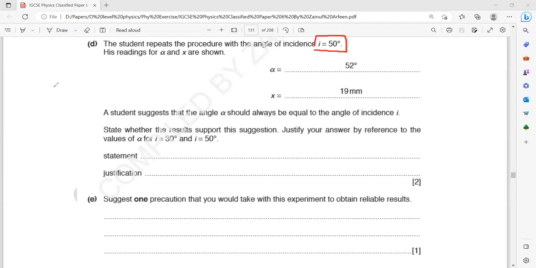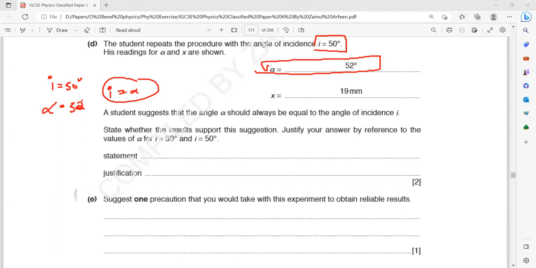So how can we justify our answer with reference to whether alpha and the angle of incidence are equal? What was the angle of incidence? The angle of incidence was 50. And what is the value of alpha? The value of alpha is 52. Are the two values equal? Can I say that the angle of incidence and alpha are equal? So how can we identify? I have to work out the percentage difference. If the percentage difference between the two values is more than 10%, then we say no, the values are not equal. They are beyond the limit.